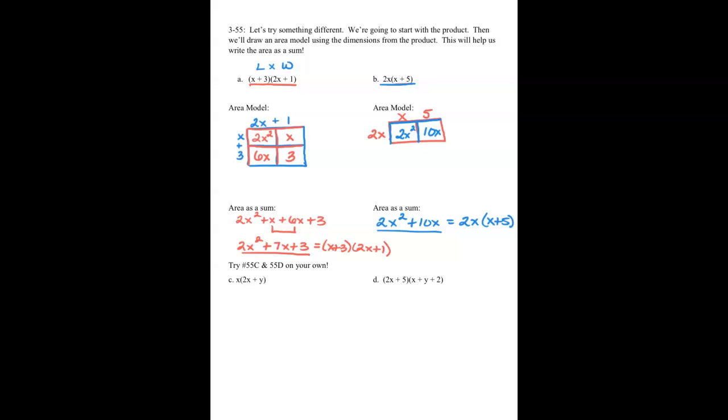What I'd like you guys to do is try these next two problems on your own. So pause the video, try these problems, draw out your generic rectangle, use that to multiply the two parts together, and rewrite the area as a sum. We'll come back together and check your work in a minute.